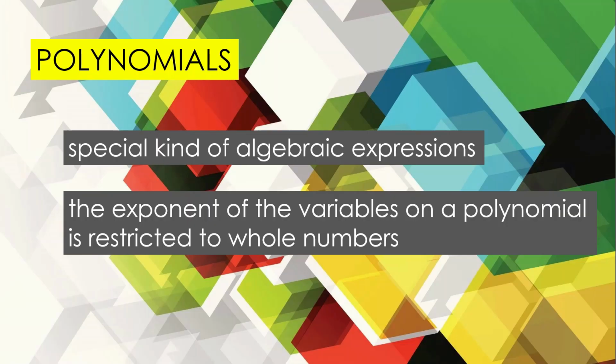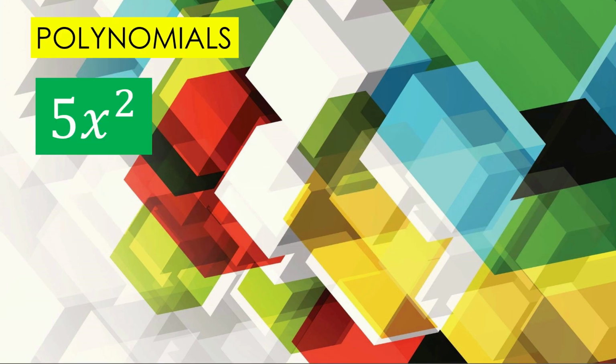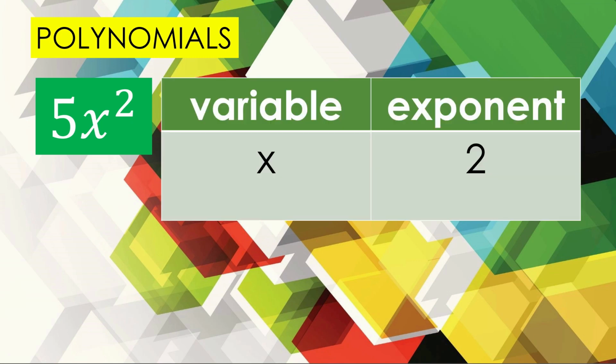Polynomials is a special kind of algebraic expressions. The exponent of the variables on a polynomial is restricted to whole numbers. Example of polynomials, we have 5x squared. Now, let us know the variable and its exponent. For this example, the variable is x and the exponent is 2. Exponent will be seen on this side.